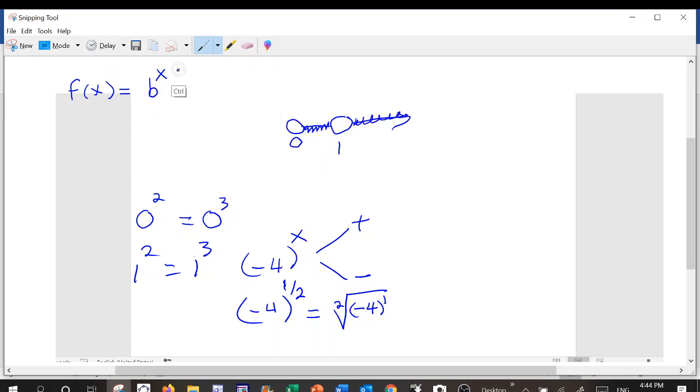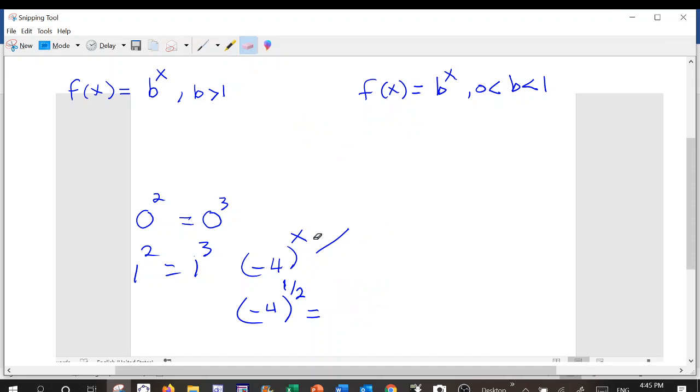So when we define our exponential functions, we're going to define them in two families. In one family, b can be greater than 1. And in another family, b can be between 0 and 1, right? So that's the idea.